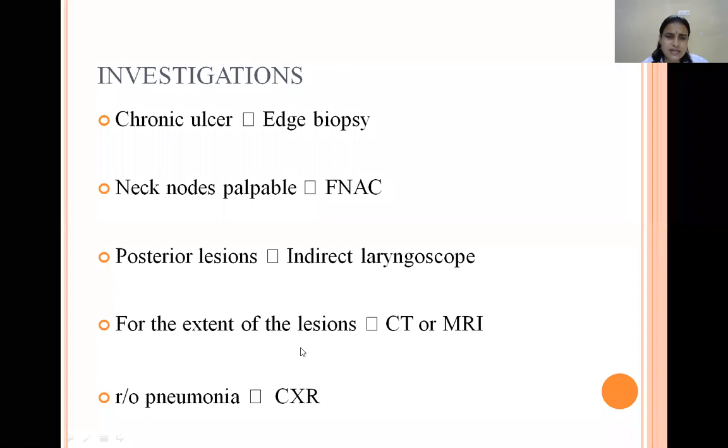And further, for the extent of the lesions and the spread of the lesions, you have to go for a CT when it is involving the bone, or an MRI; a simple MRI will give you soft tissue delineation. Chest X-ray to be taken, to rule out the extent of spread, distant metastasis to the lung.